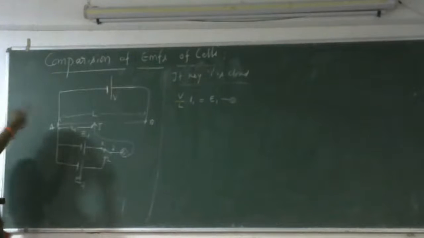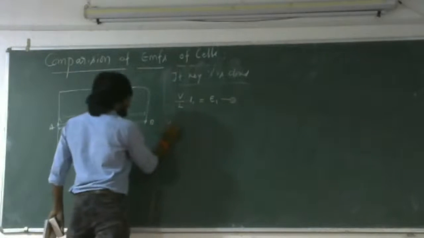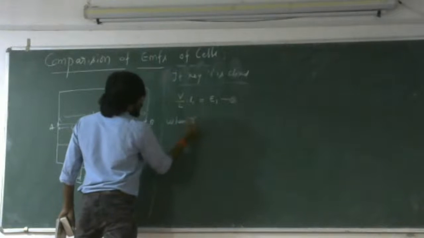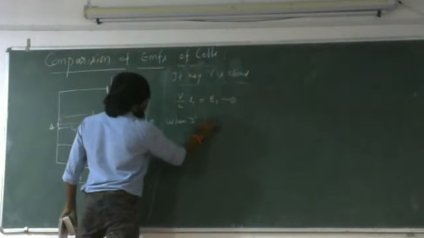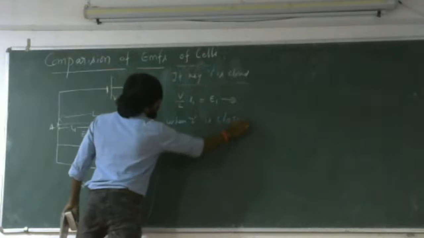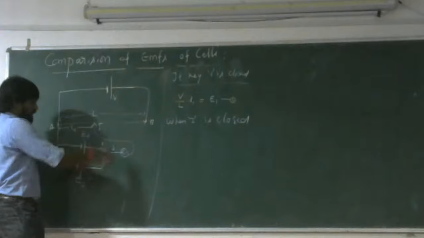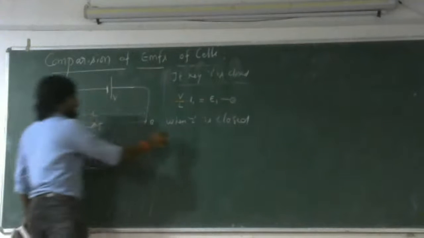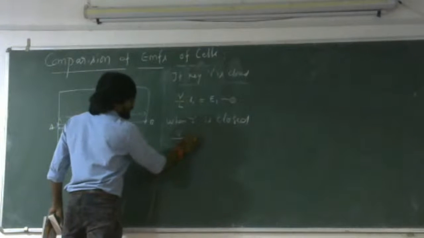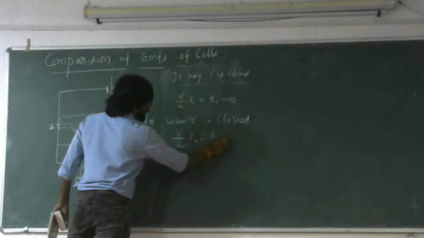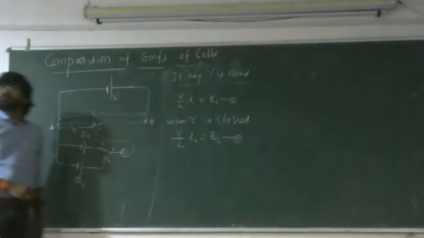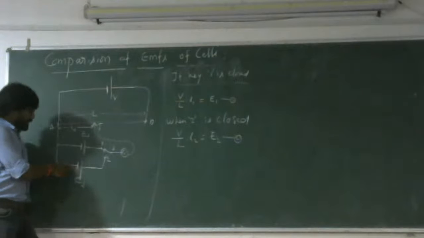When E1 is closed, when E2 is closed, then what will you get here? When E2 is closed, this will be excluded, this will be included. So the potential gradient V by L into L2 is equal to E2 we will get. You can take this as equation 2. So this will be closed.